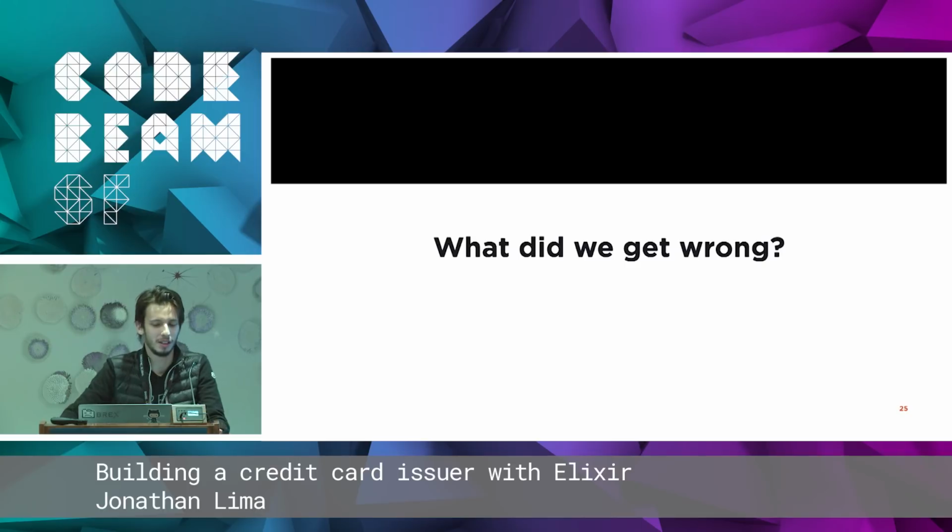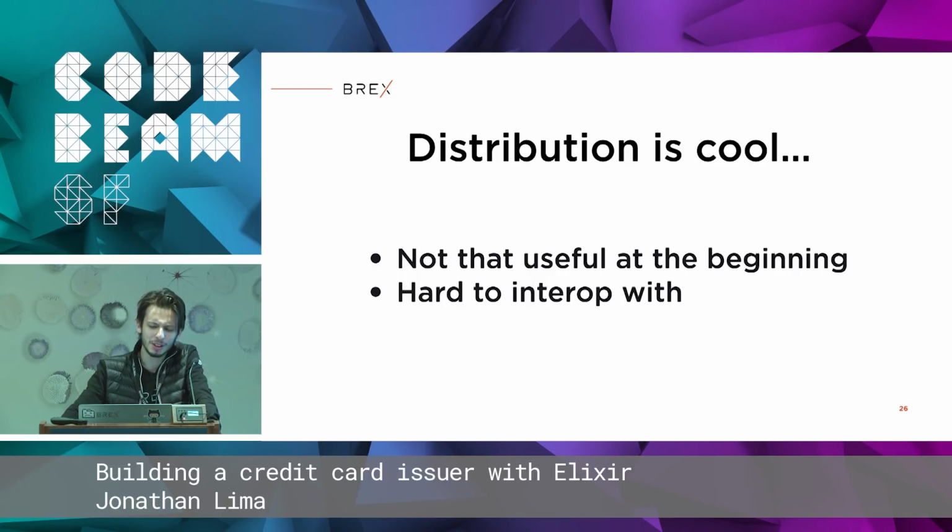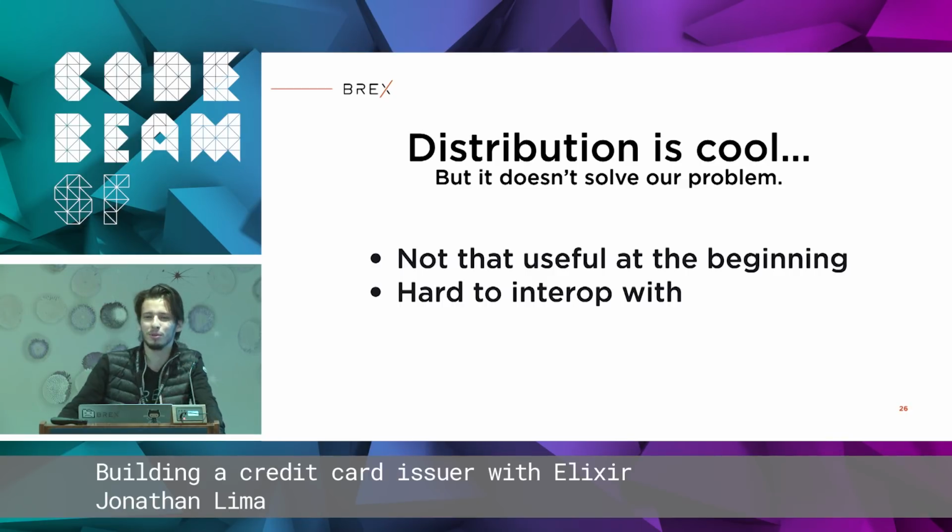in order to actually make it deliver its promises. So some stuff that we got wrong here is that distribution is very cool, but it doesn't solve all of our problems when we're talking about building a distributed system. When I say distribution here, I mean the Erlang distribution with OTP. It's not that useful at the beginning because you're more focused on actually building the logic and, I don't know, getting your first customers to join your platform.